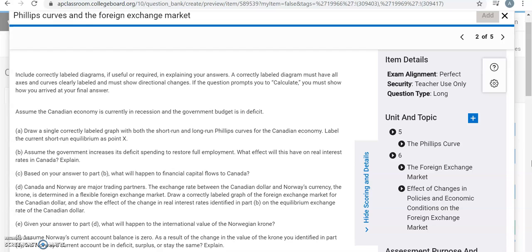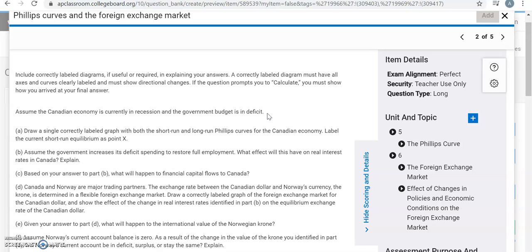So let's see, it wants you to include correctly labeled diagrams if useful or required in explaining your answers. A correctly labeled diagram must have all axes and curves clearly labeled and must show directional changes. If the question prompts you to calculate, you must show how you arrived at your final answer. Okay, so assume the Canadian economy is currently in recession and the government budget is in deficit.